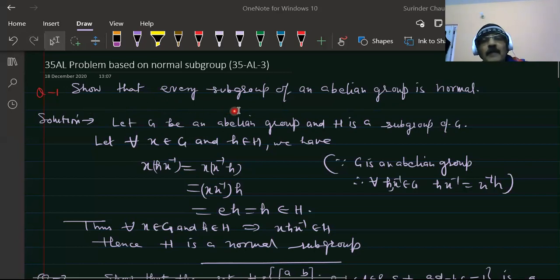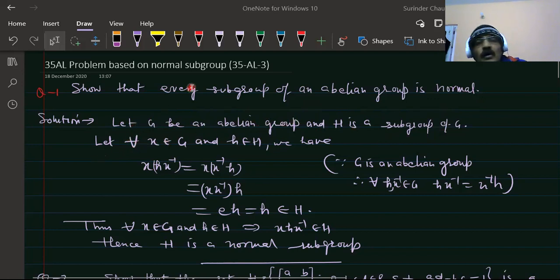Show that every subgroup of an abelian group is normal. Solution: what is given? Given is G is an abelian group, and H is a subgroup of G. Now our aim is to show H is a normal subgroup of G.